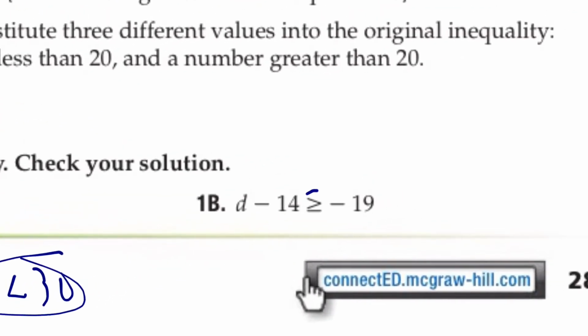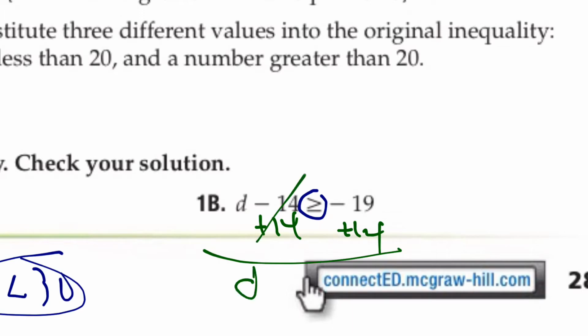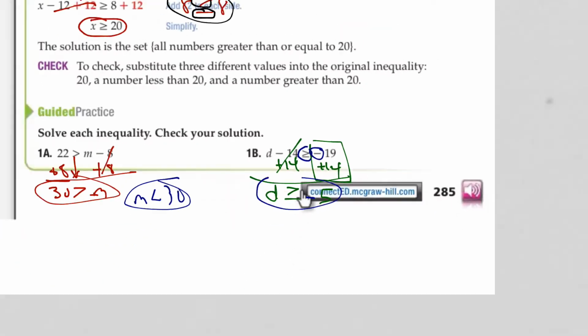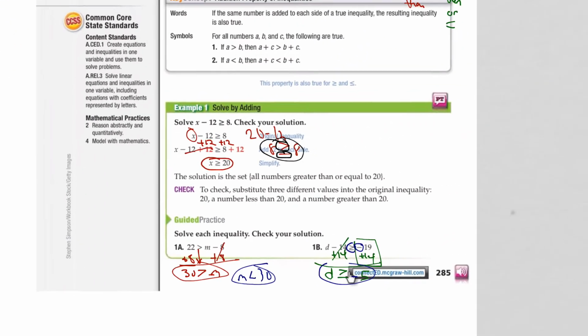Look at this one. Greater than or equal to. Okay, let's see. I'm going to add 14, because I want to get the d by itself. It cancels. D is greater than or equal to negative 19 plus 14. Well, let's see, 19 minus 14 is 5. The bigger number is negative, so it's going to be negative 5. Alright, that's all we're doing, guys.